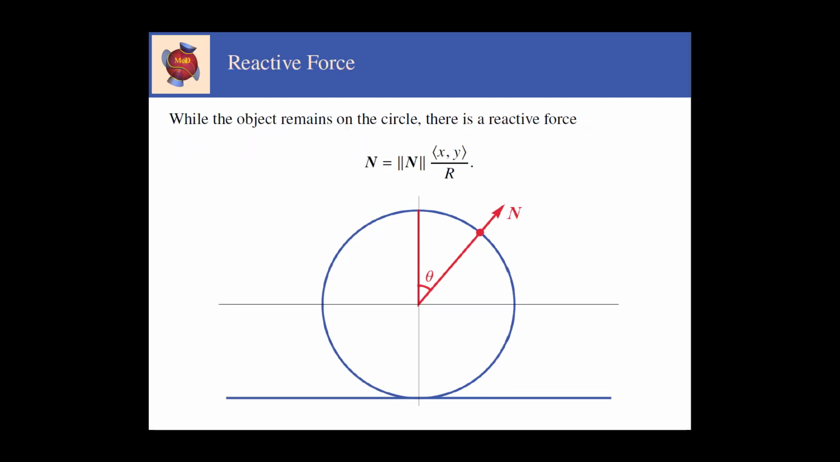While the object is constrained to slide on the sphere, there's a reactive force N that's normal to the sphere. So we write the vector N as its magnitude times a unit vector in the direction of N. The vector (x, y) over R is a unit vector in the direction of N. And so this way, the only thing we don't know about the reactive force is its magnitude. When that reactive force goes to 0 is when the object leaves the sphere.